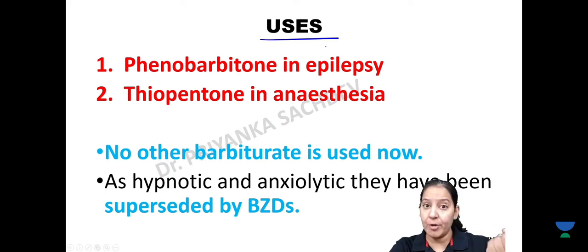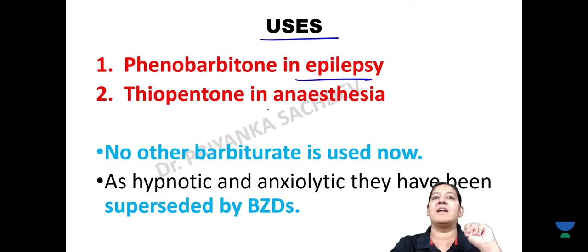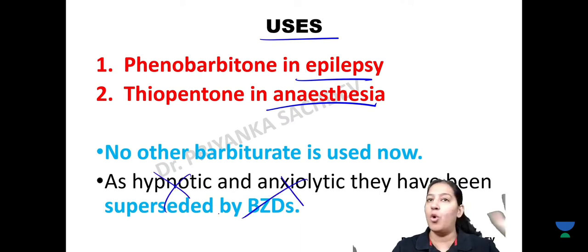What are the better options? Benzodiazepines, my next chapter. Benzodiazepines are available. So I will give benzodiazepines, which are a safer drug for sedative and hypnotic. So why are barbiturates used nowadays? They are used for two purposes, epilepsy and anesthesia. Barbiturates are not used as sedative or hypnotic.